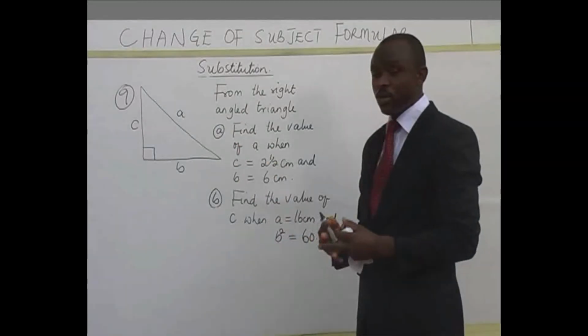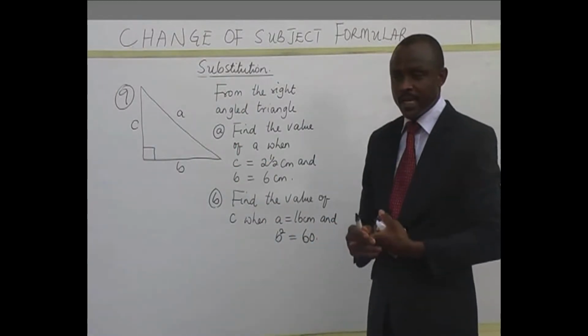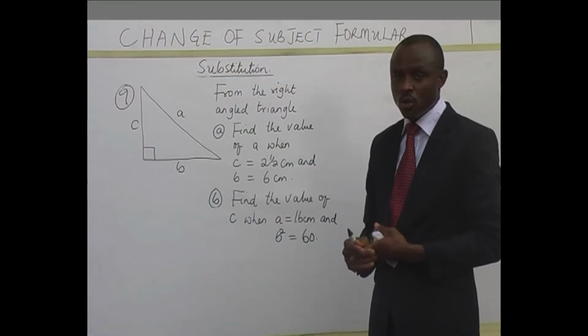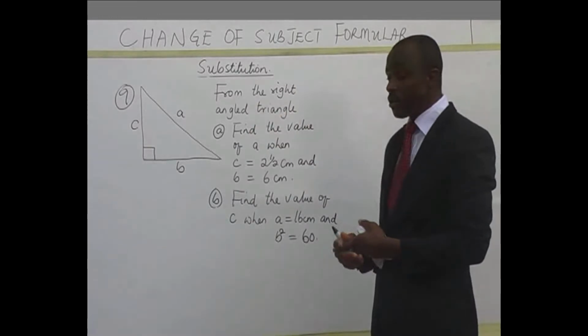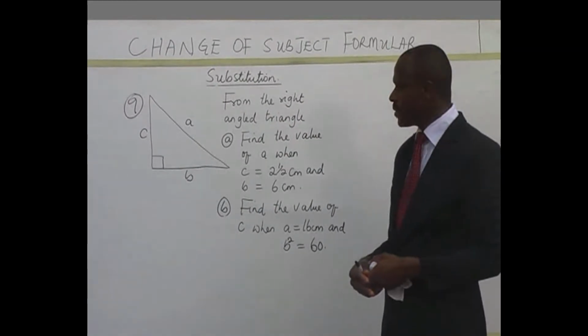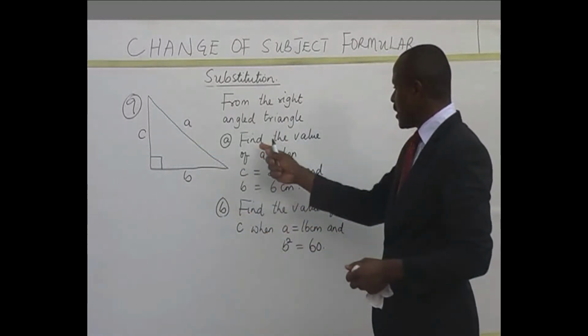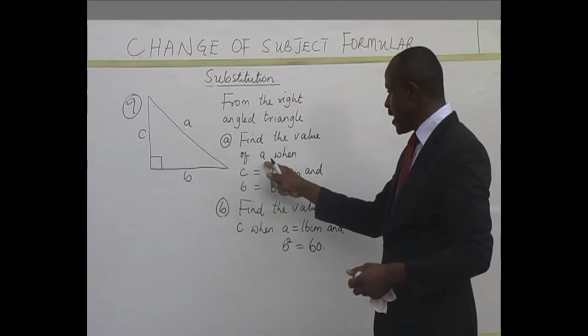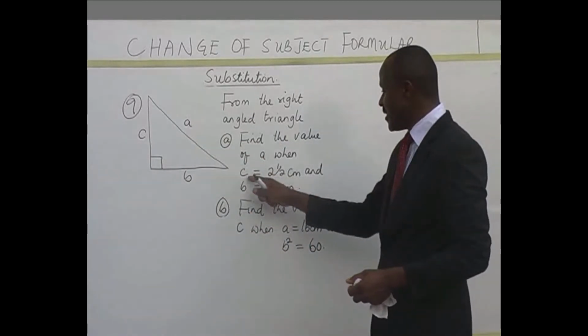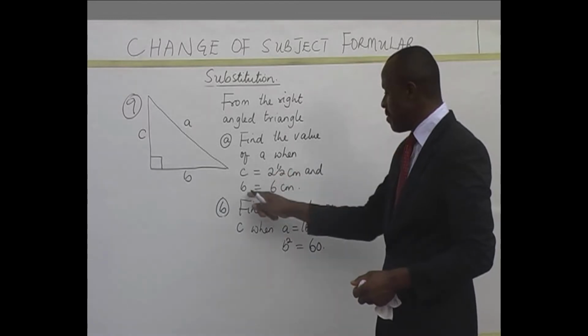This is going to be the last question we are taking on substitution as a subheading to change of subject formula. The question says that from this right angle triangle, we should find the value of A, the hypotenuse, when C is 2.5 cm and B is 6 cm.